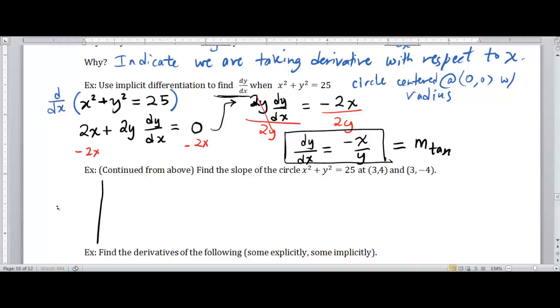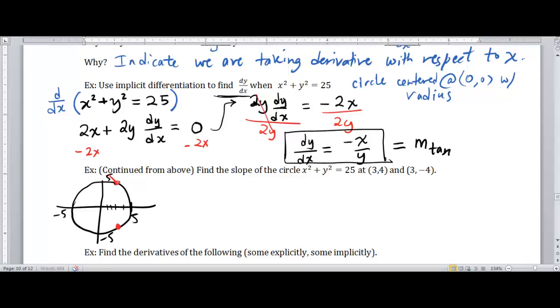So let me draw a little picture to see what's going on. This is my circle of radius 5. So this is 5, negative 5, 5, negative 5. At 3, 4. So when x is 3, 1, 2, 3, 4, 5. Okay, when x is 3, there's 2 points here, right? There's a point here, and there's a point here.